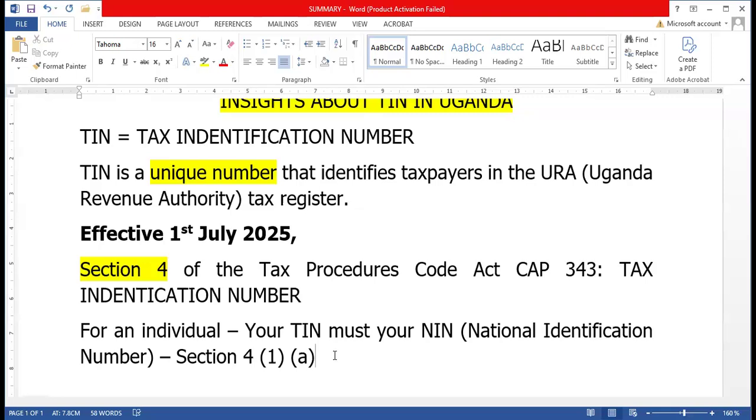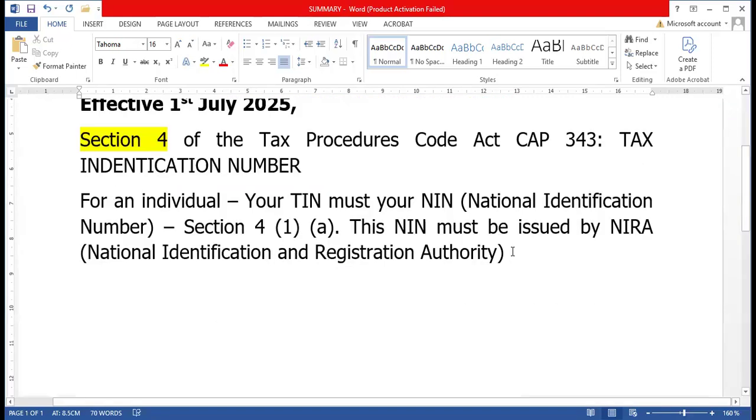And this NIN must be issued by NIRA, that is National Identification and Registration Authority. You don't need to fake the NIN.